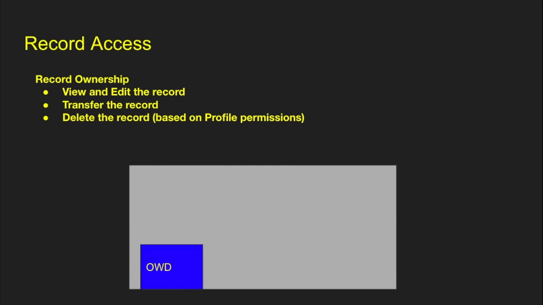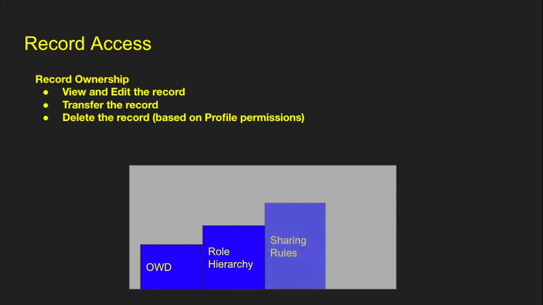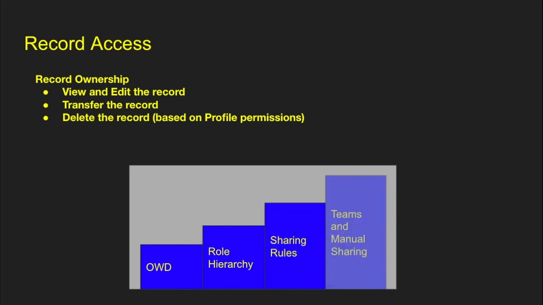So typically we start with our org-wide defaults, or OWDs as we like to call them, and then we add our role hierarchy, then we add additional sharing rules, and then we add teams and manual sharing. So these are the main mechanisms of sharing records within your org. Org defaults is your starting point, your role hierarchy grants access vertically, sharing rules grants access horizontally, and teams and manual sharing are additional access. So this is how you gain access to records along this track.